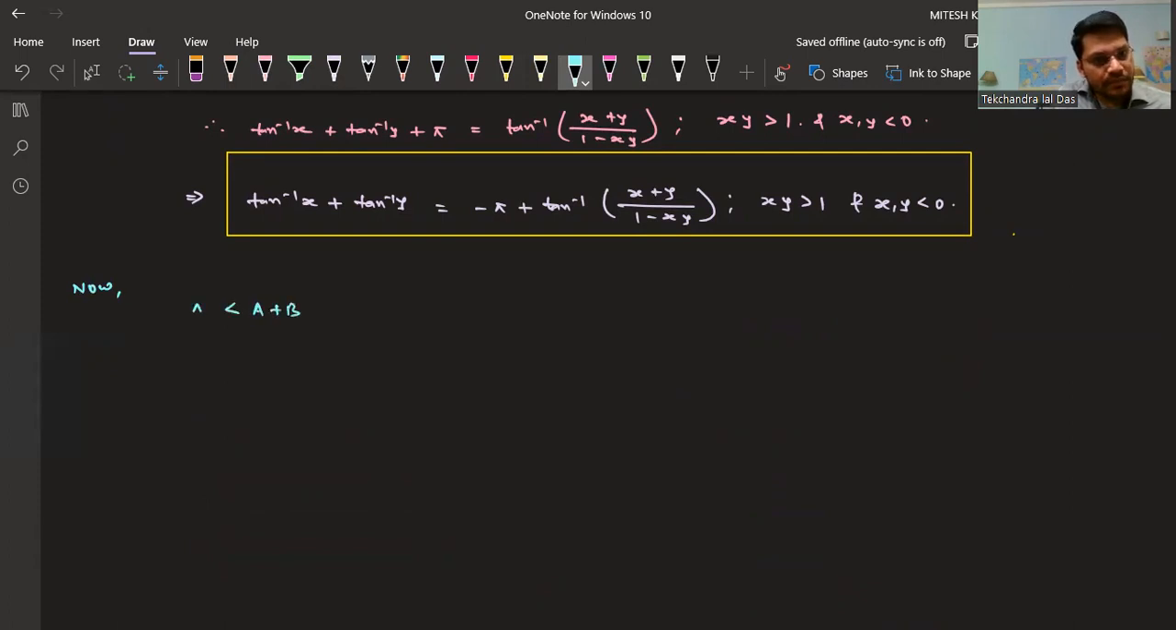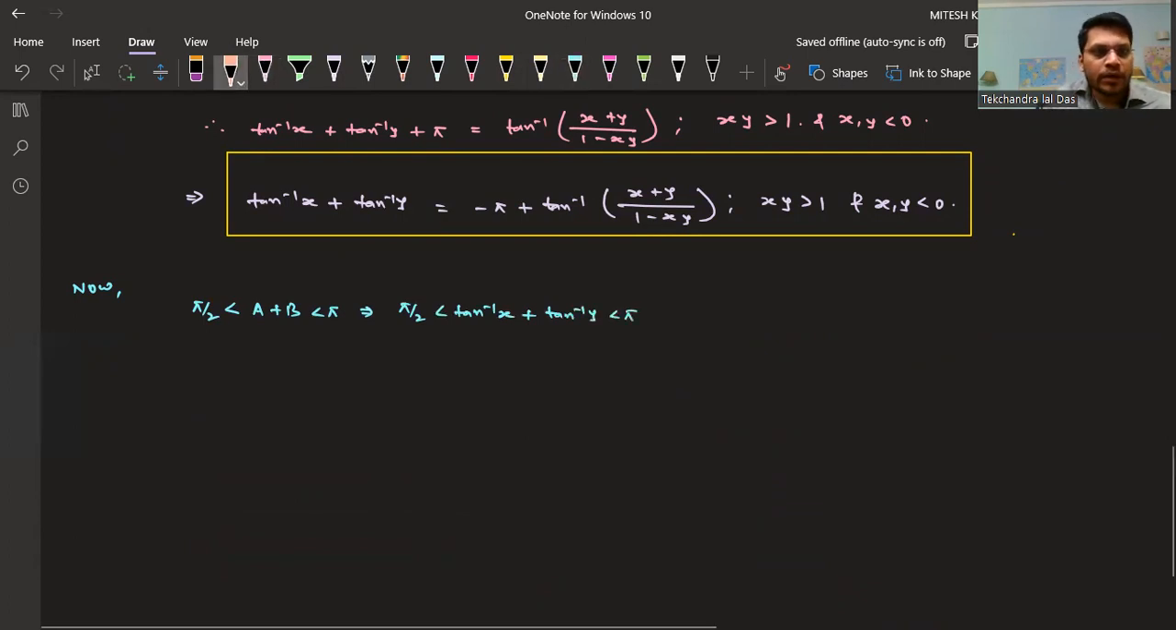a plus b between pi by 2 to pi. Okay, just further replace this a plus b. So pi by 2 here, tan inverse x plus tan inverse y here, pi. Now see here, this interval is positive. Okay, and the lowest value is here pi by 2.